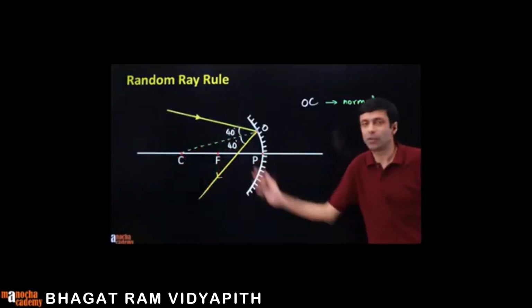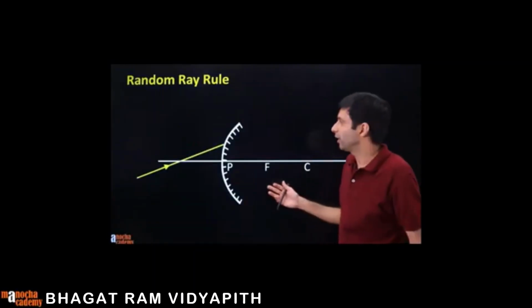So yes, it passes somewhere between P and F. Same way, what will be the random ray rule over here?